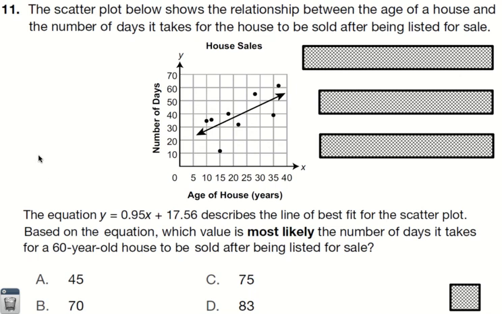Not too tough. Number 11, another scatter plot. Keystones love scatter plots. This one shows the relationship between the age of a house and the number of days it takes for the house to be sold after being listed for sale. Okay. The equation y equals 0.95x plus 17.56 describes this line of best fit for the scatter plot. Based on the equation, which value is most likely the number of days it takes for a 60-year-old house to be sold after being listed for sale?